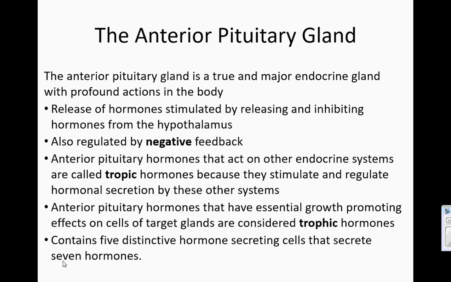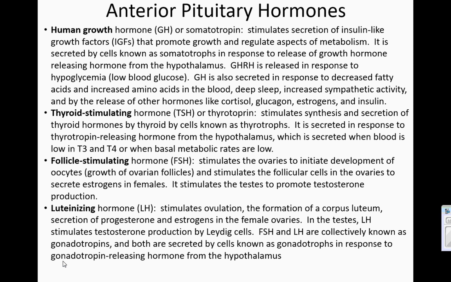Okay. There are 7 hormones that are released by the anterior pituitary, and they are released by 5 different cells. So a couple of the cells secrete 2 different hormones. Let's look at the first 4 hormones released by the anterior pituitary. I've already talked about a couple of these because these were directly discussed with the hypothalamus.